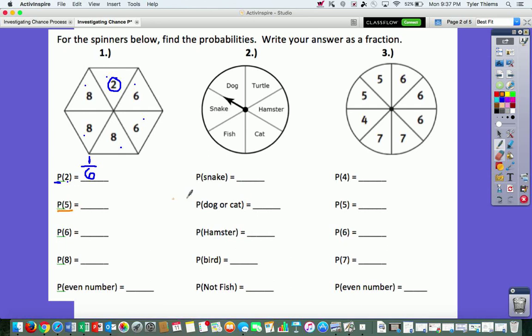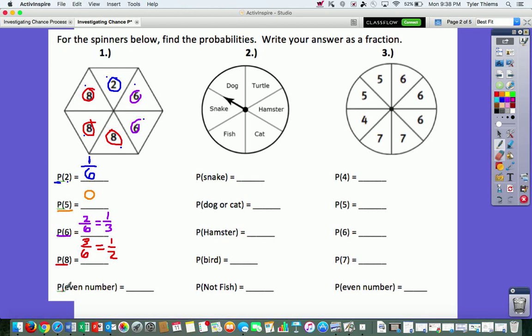For the probability of landing on a 5, let's see. Hold on, there's no 5s at all, so that's just a 0. Probability of landing on a 6, let's see, there's 1, 2 6s here. Okay, so we have 2 out of 6. Well, that's a fraction that can be reduced. That's 1/3. Probability of landing on an 8. In this case, there's 1, 2, 3 8s. There's 3 8s out of 6 total. That can also be reduced to a half or 50%.